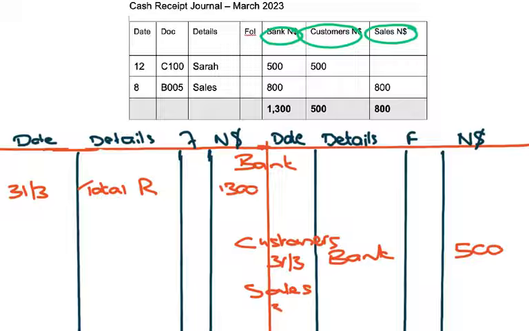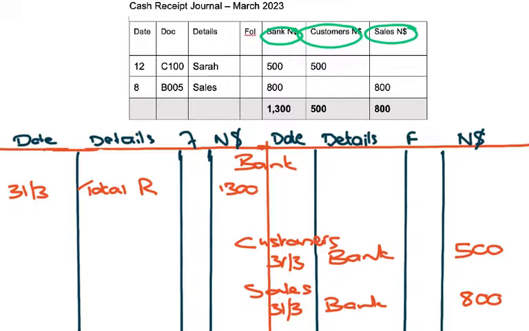Now the same with sales. In this case, I sold for cash. The cash is now in the bank, and my amount is 800. Let's see if we are in balance. I have 1,300 on the debit. I have 1,300 on the credit. Let's quickly go and look at my details that I used in the accounts.